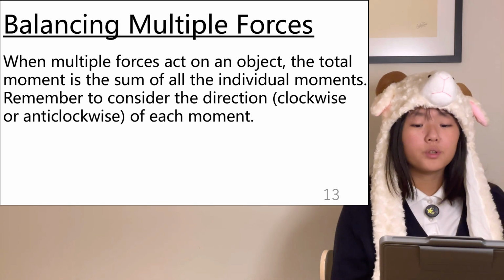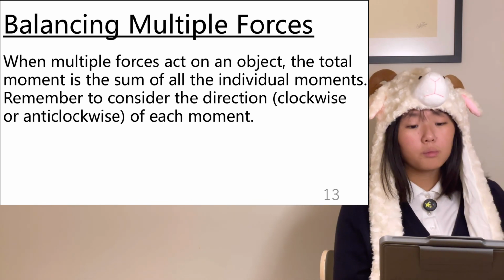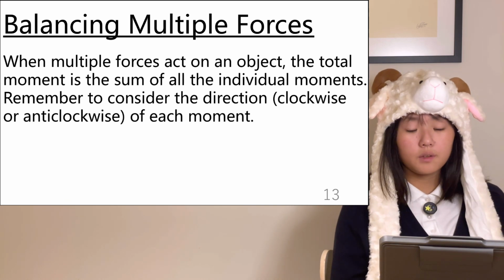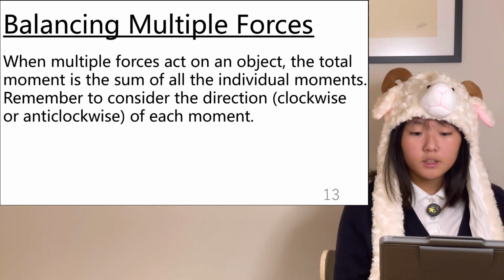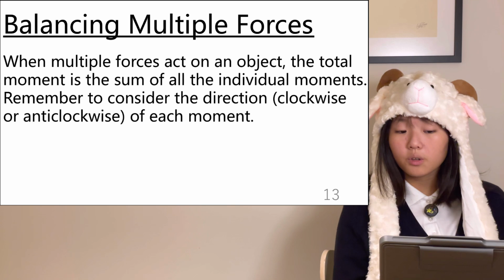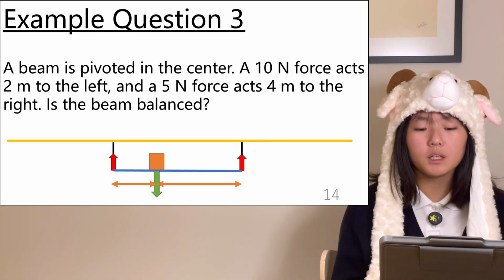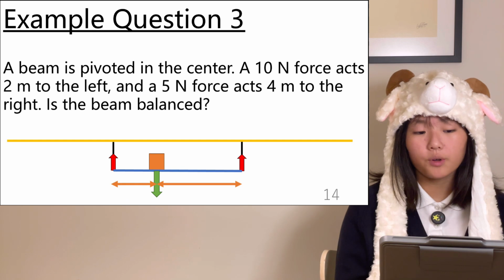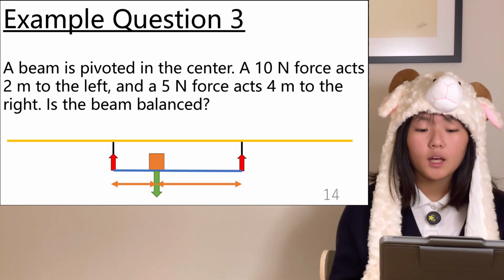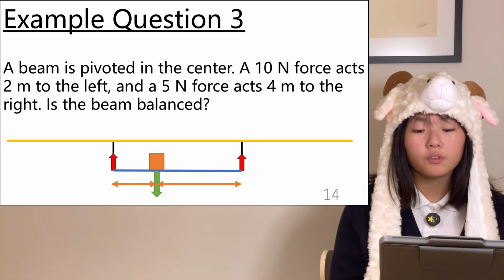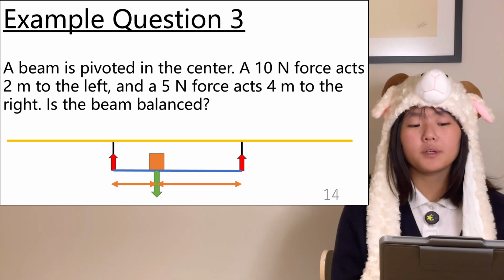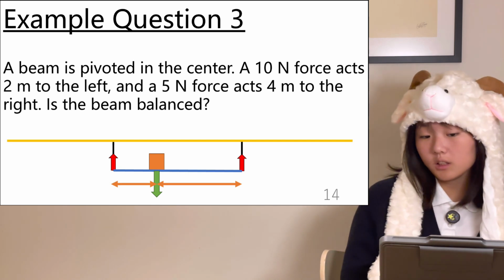When multiple forces act on an object, the total moment is the sum of all the individual moments. Remember to consider the direction, clockwise or anti-clockwise, of each moment. A beam is pivoted in the center. A 10 newton force acts 2 meters to the left, and a 5 newtons force acts 4 meters to the right. Is the beam balanced?